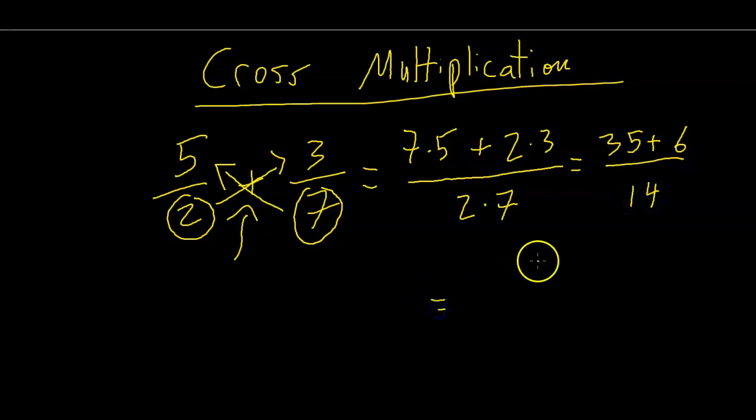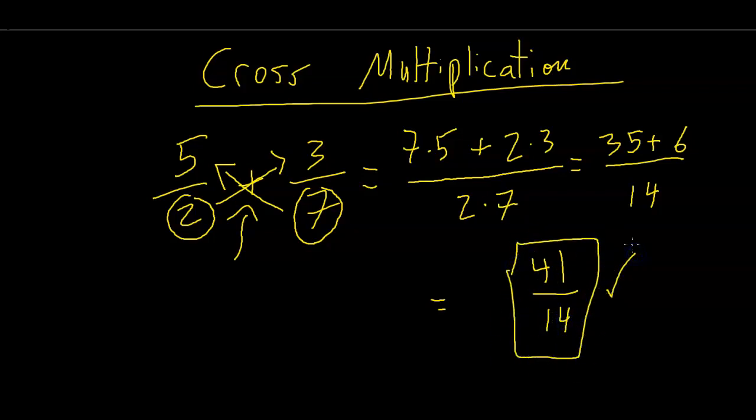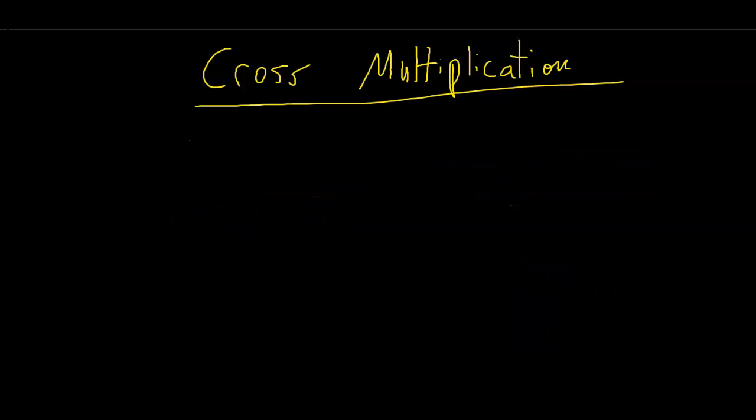All right, 35 plus 6 is 41 over 14. And there's your answer. At this point, you will want to stop and think, okay, do the numerator and denominator have any common factors? In this case, 41 and 14 do not have any common factors, so this would be the final answer. Subtraction works really the exact same way. Let's say we had 10 over 11 minus 3 over 2.